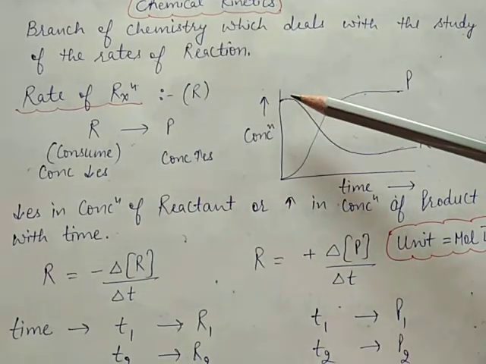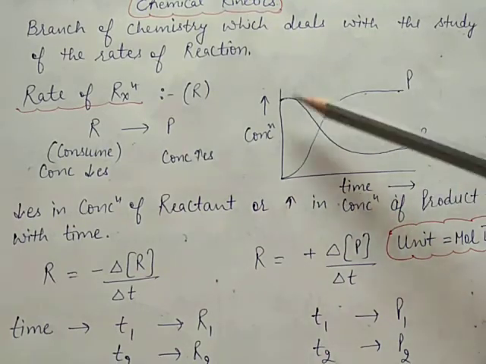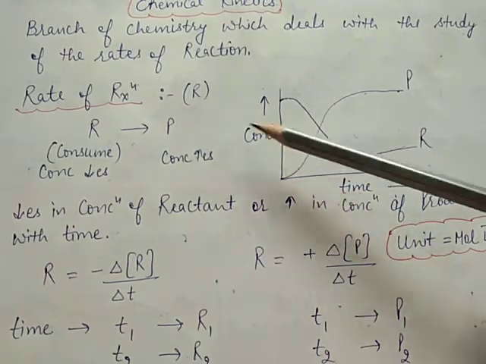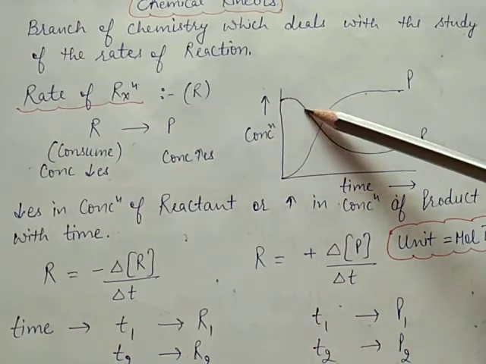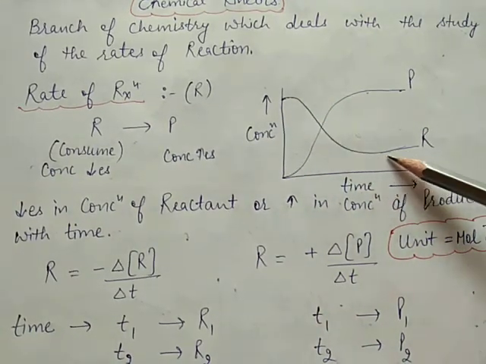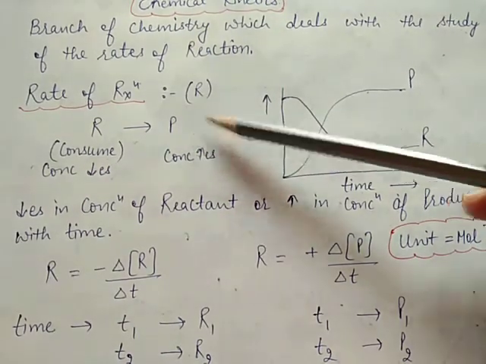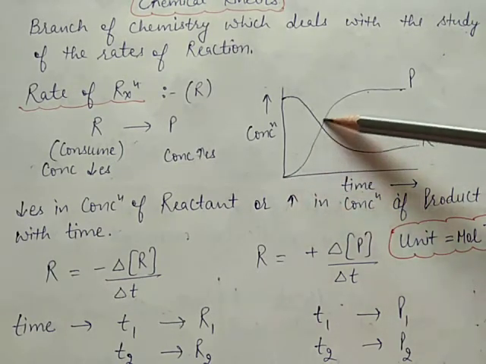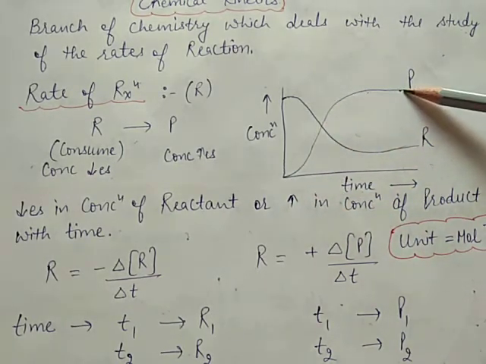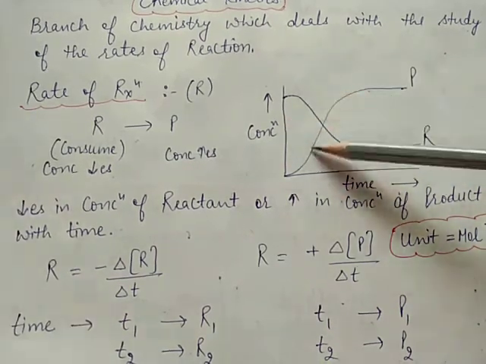So here we plot the graph of concentration versus time. In case of reactant, the concentration decreases with time. But in case of product, when the time t is equal to 0, it will increase. This one. So this is the rate of reaction.